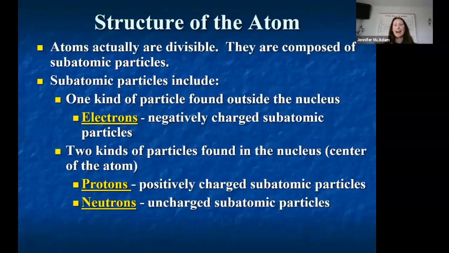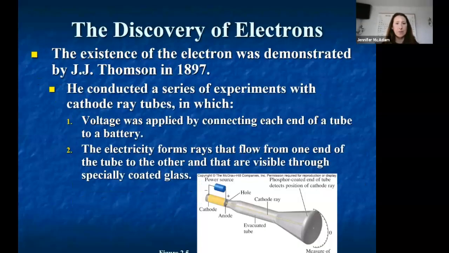So now we're going to talk about how we figured this out, or who figured this out, and how this happened. Okay, so let's look at electrons now. Remember, Dalton was early 1800s. This is about 100 years later when we actually figured out electrons. And this is J.J. Thomson, and he's quite the character, and we're going to talk about him today.